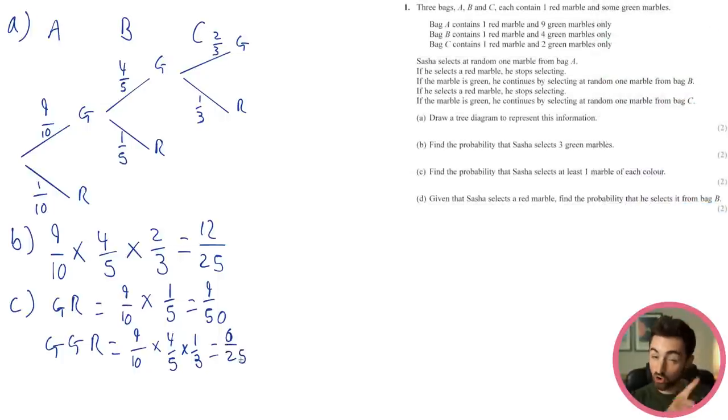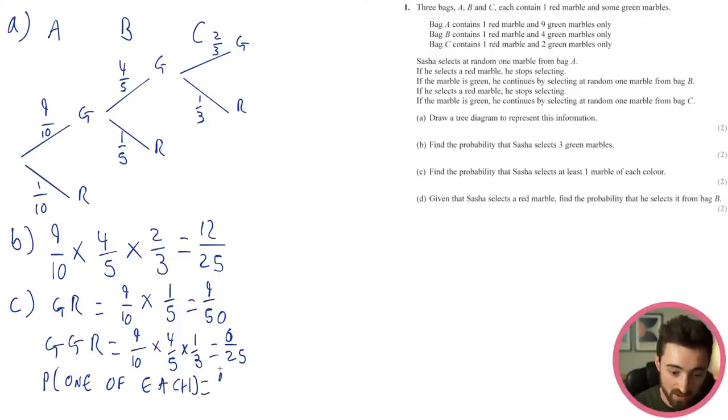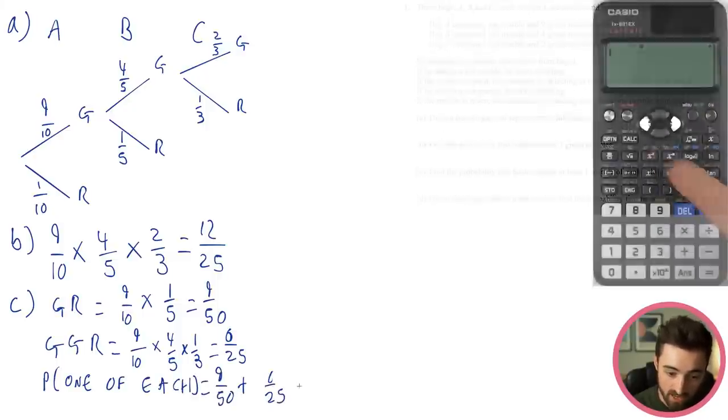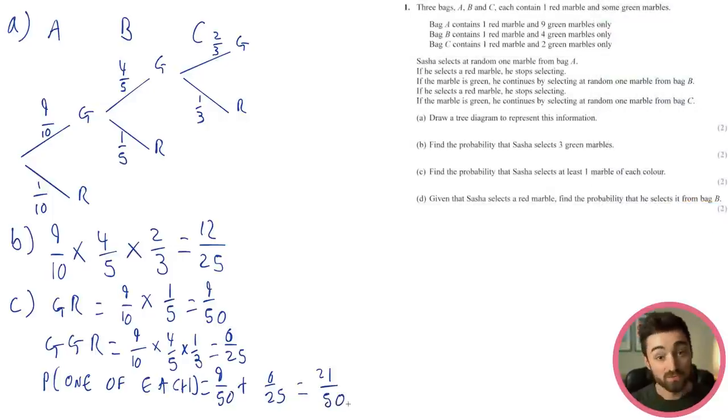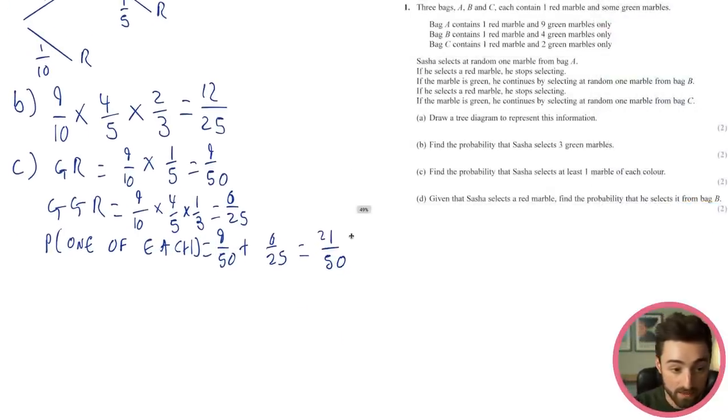Okay, am I done? Not quite, because I now need to add these. That means the probability of getting at least one of each color is going to be, so I can even say here, probability just one of each. Something like that. It's just going to be 9 over 50, add 6 over 25, which is going to equal 21 over 50. Cool. Part D.